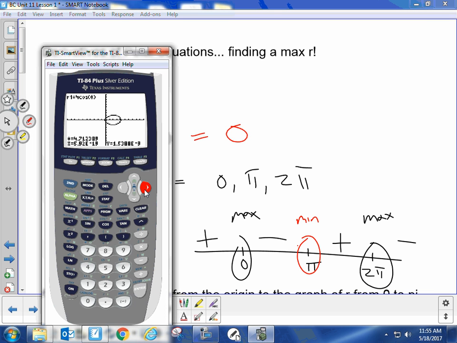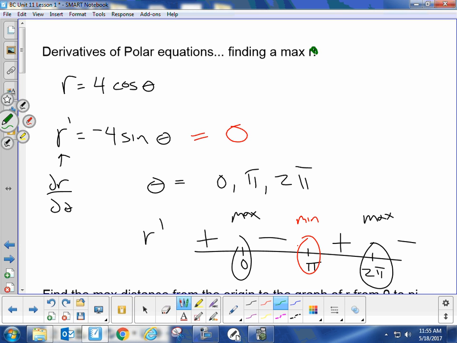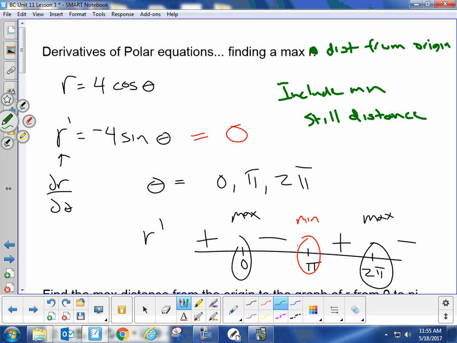Okay, so it's very, very important to understand. If you're trying to find a max r, sure, you're doing this. But most questions are going to ask you for a max distance from the origin. And though I haven't seen many questions try to trick us like that, we need to include the mins because min r's are still distances away. Okay, so when you're asked to find the max distance, also make sure to check the endpoints.